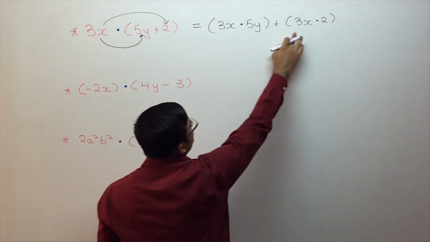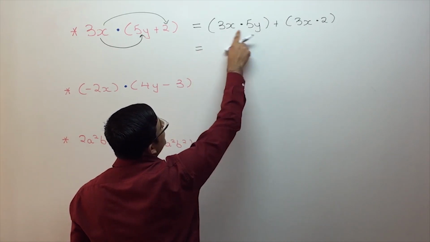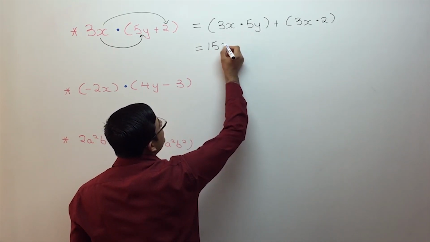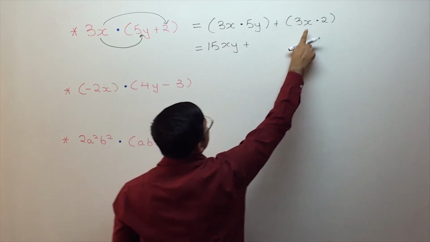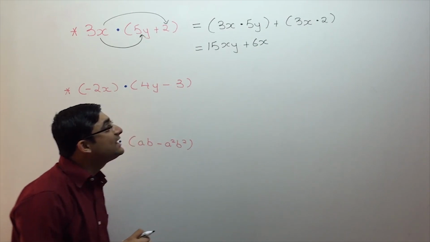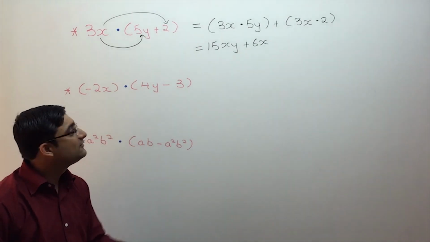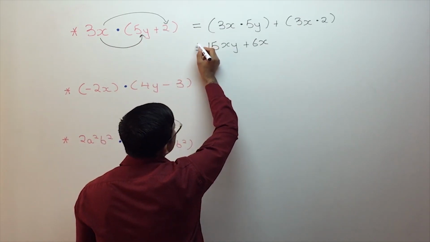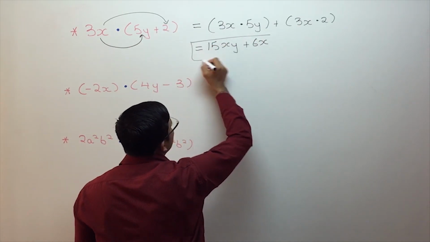So we have the product of two monomials. What is 3x multiplied by 5y? 3 into 5 is 15. x into y is xy. Plus 3x multiplied by 2, that is 6x. So we have 15xy plus 6x. Right? So this over here is the answer. I repeat, 3x into 5y plus 2 is 15xy plus 6x.